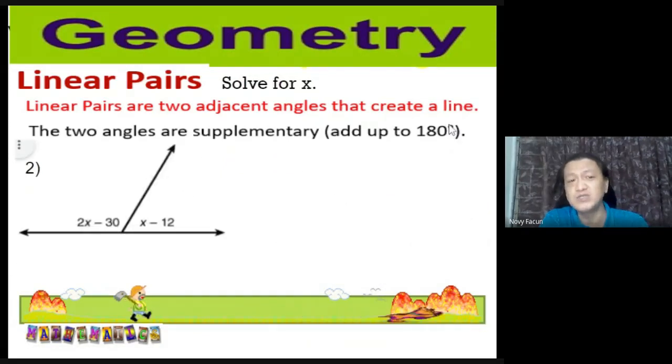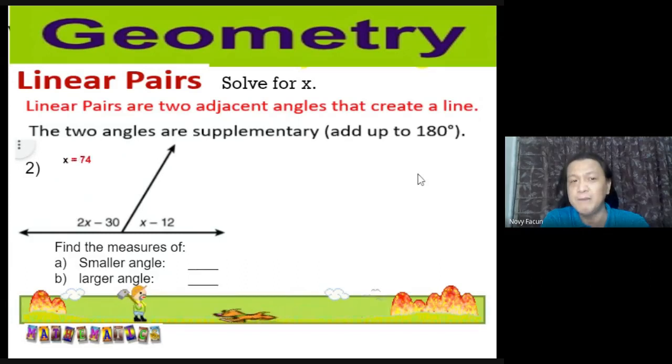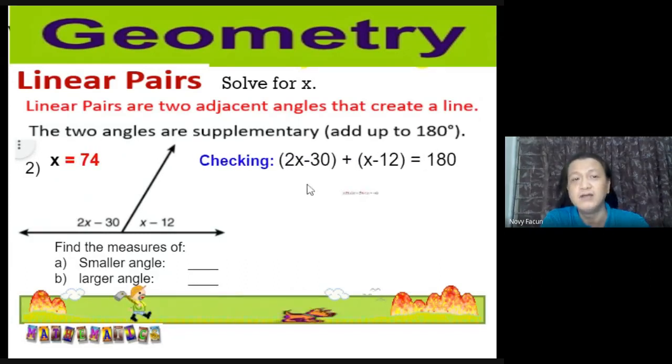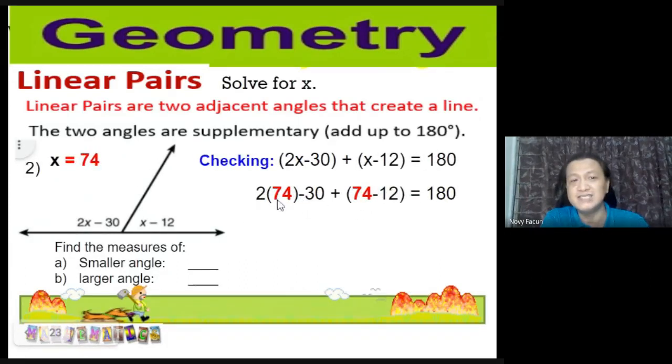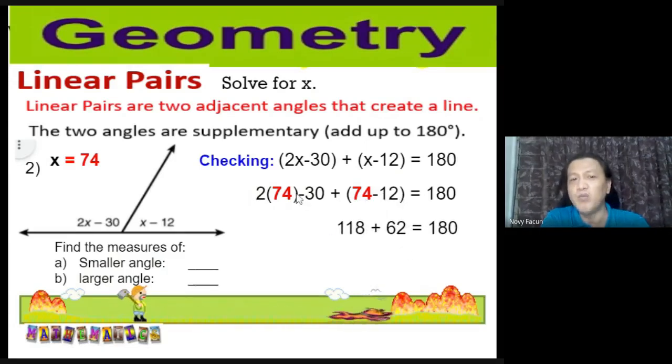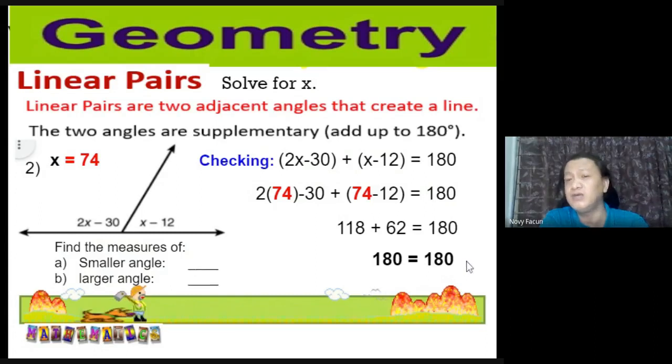And then, you can now solve or find the smaller and the larger angle by simply checking. Copy the original equation. We have this. And then, substitute natin yung x na 74. That is 2 times 74 minus 30. Ito ngayon yung larger. The smaller angle is 74 minus 12. That is now 118 plus 62. Ano yung sum ngayon nila? That is 180. That is called linear pairs. And we have 180 equals 180.